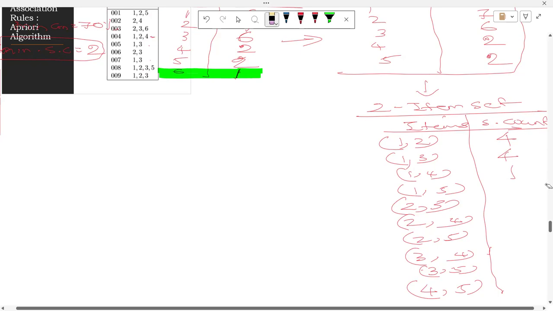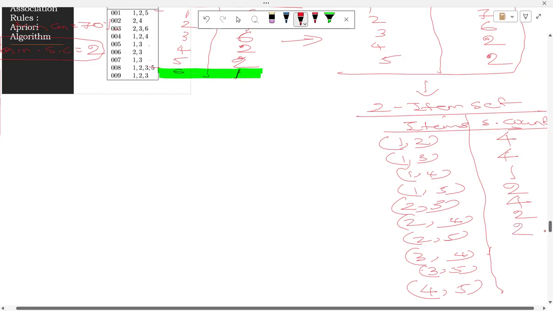Similarly, 1,5, and so on. Now just look at 2,3. How many transactions? Do it yourself: 1, 2, 3, 4 transactions. If you have any mistakes, please let me know. Then 2,4: 2 transactions. 2,5: the first transaction and the eighth transaction, so altogether 2 transactions.